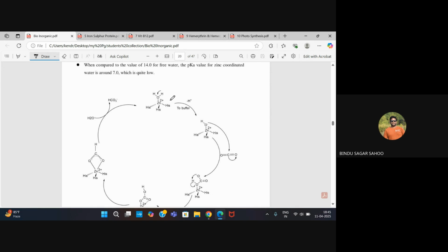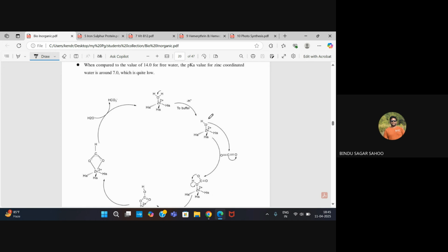So before coordination, the pKa value of the water molecule is a little bit high, but after coordination this value decreases. Particularly, after the water coordination, its pKa value decreases, and it can easily lose a proton from this complex. Here you can see in the first step the H+ ion is removed from the complex, and it forms an OH- ion. Now this OH- ion will act as a good nucleophile.